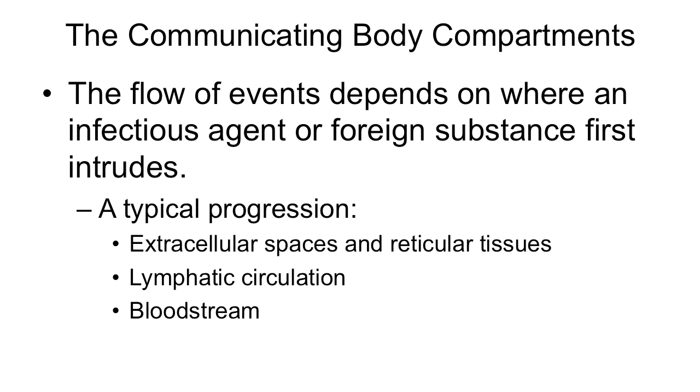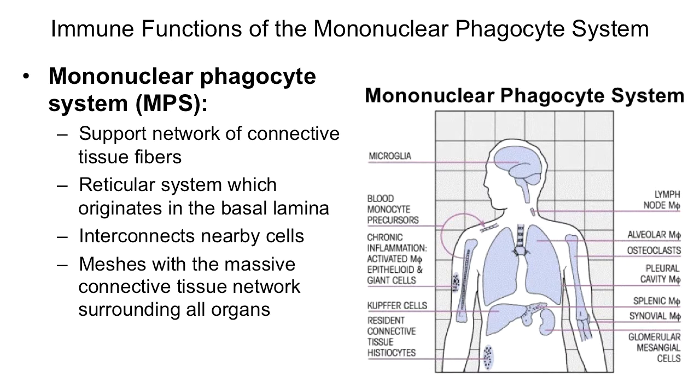So we're going to have to break down the first line of defense, the skin or the epithelium. So we're going to have now that invader invading the extracellular spaces and the reticular tissues. You're going to have lymphatic circulation, so the cells and the lymphocytes either escaping the blood system or the lymphatics can come in, and eventually that leads to the bloodstream. So we're going to take a look at that in more detail.